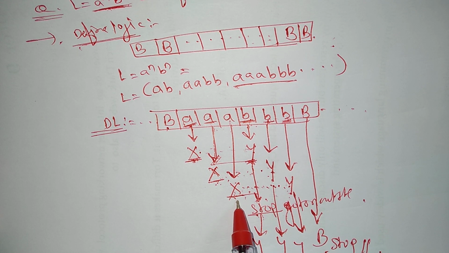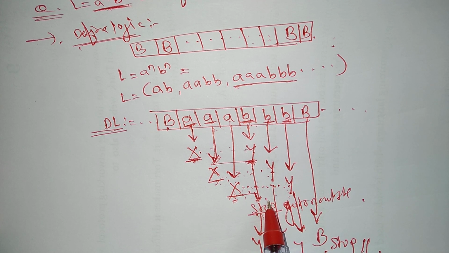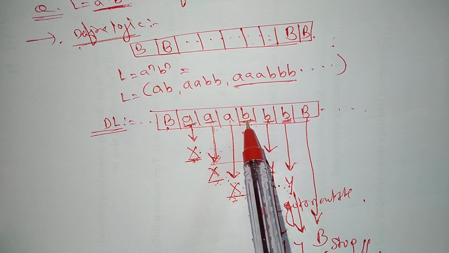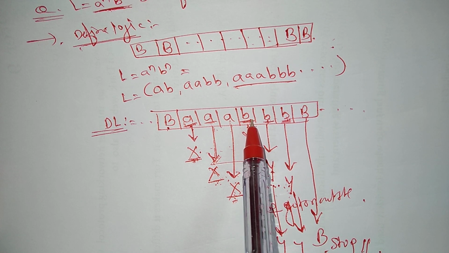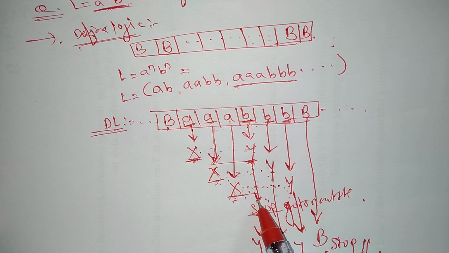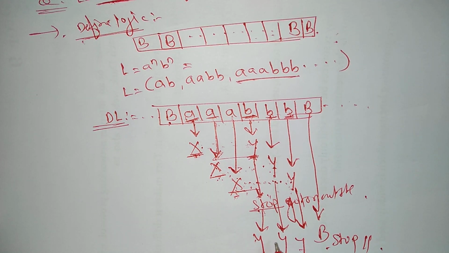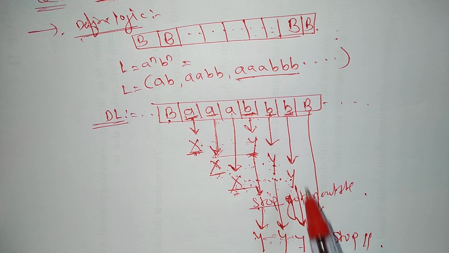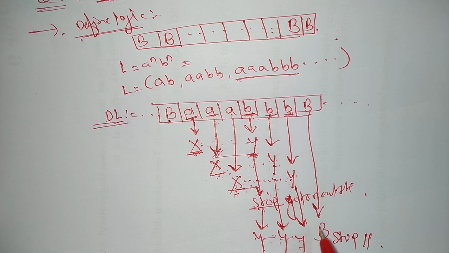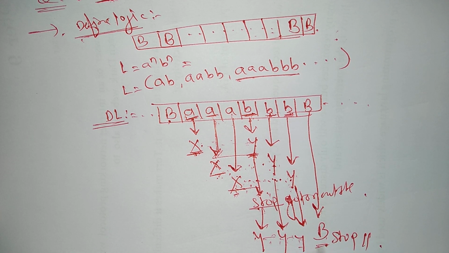When do we have to stop? When we get x. As soon as x, we go to the right side. Now in this case, we are not going to find any a's. So we have y: replace y with y, go to right side. Again y replaced with y, go right. What is the new symbol? Blank symbol. Whenever the blank symbol occurs, we stop here.